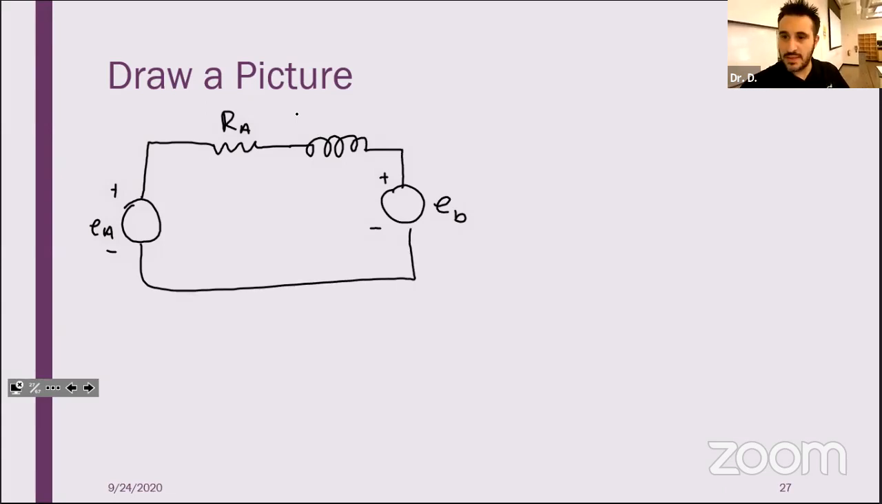Right? And this is LA. Notice the subscripts RA, LA. What do those mean, right? Well, technically, we are analyzing the armature circuit. This is the armature circuit for our motor.